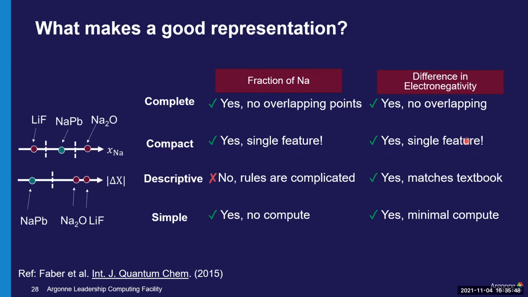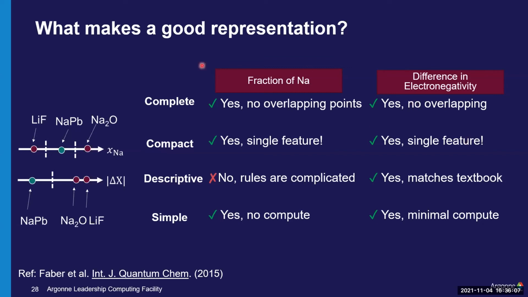It's got to be compact, such that you're not describing too many features, but you want those features to be descriptive enough to capture some key rule about that data. And finally, you want it to be simple to access. You don't want to have to run a lot of compute.